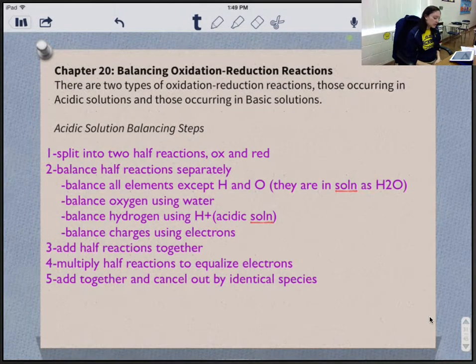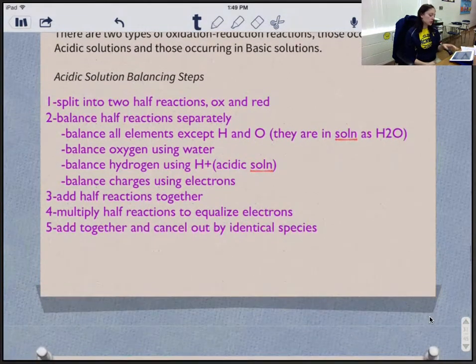So here we're going to do acidic solution balancing steps. Acidics are one type, basic are the other. Basically, basics build on to the acidics. Okay, so the first thing you do for an acidic solution is you're going to split up into two half reactions. You're going to have the oxidation reaction and the reduction reaction. Then once you split the two of them, then you balance them separately.